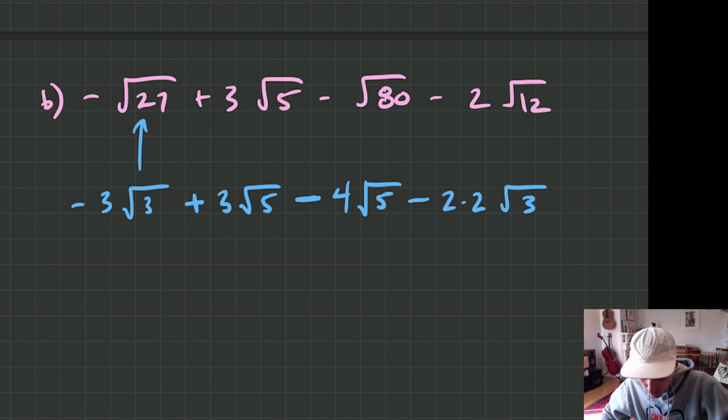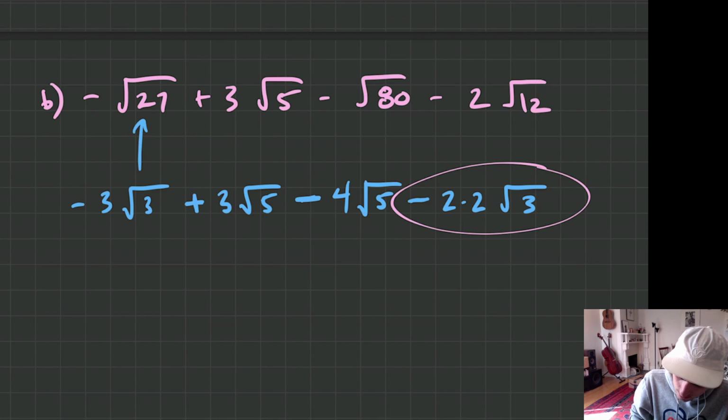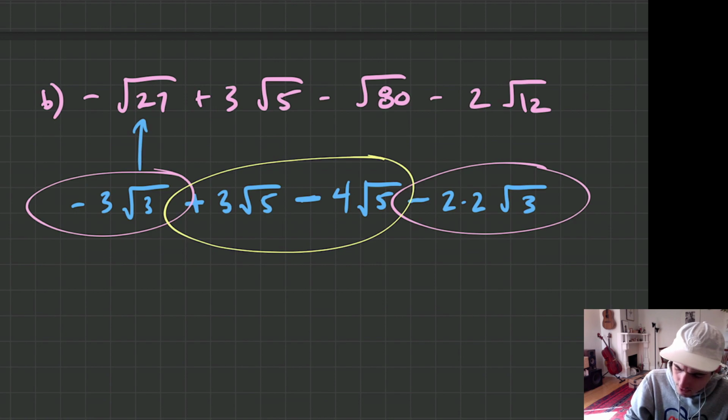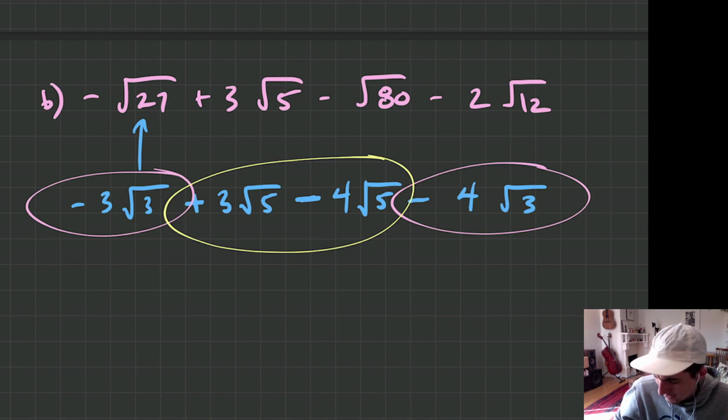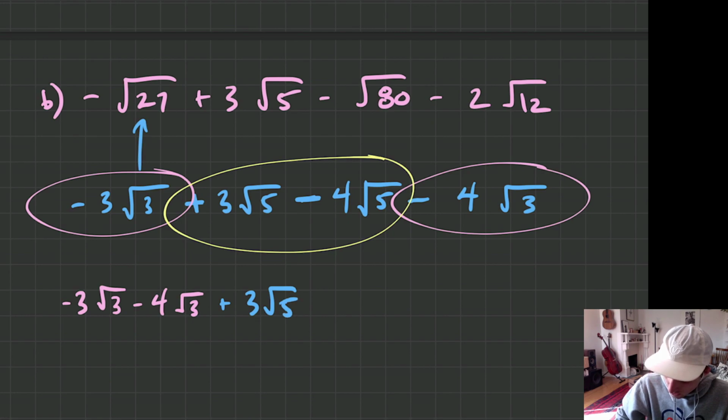Okay, so we're definitely one step closer. What I'm going to do is group these together. I'm going to put this one beside this one, and these are already beside each other, so I'll keep them that way. Let's worry about the purple ones first. By the way, this 2 times 2, I'm going to change it right now to 4. I don't think there's any reason to keep it as 2 times 2. So I'm going to rewrite these so that they're all beside each other. I've got negative 3 times the square root of 3 minus 4 times the square root of 3 plus 3 times the square root of 5 minus 4 times the square root of 5.